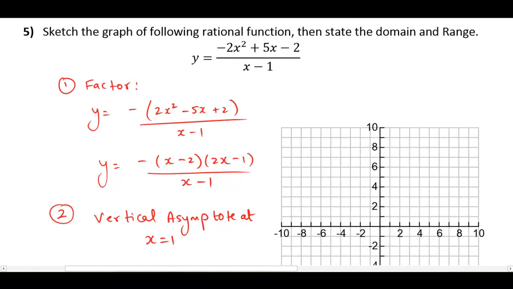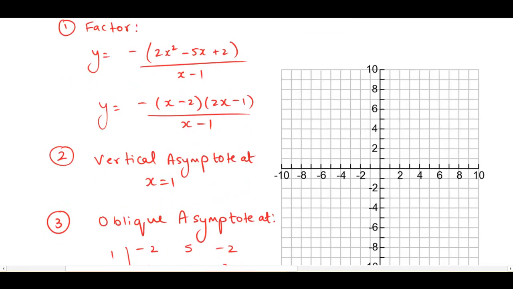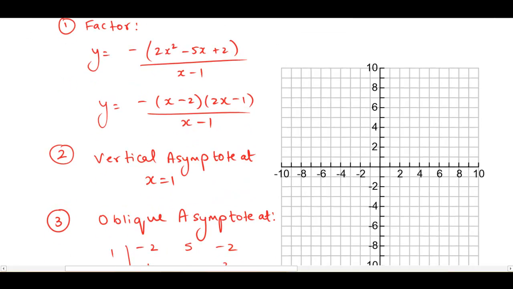So let's take a look at this problem here. Our first step is always going to be to factor those polynomials. If I factor the top part, I will end up with this expression right here: negative of (x minus 2)(2x minus 1) over (x minus 1). What I'll realize from here is there's no common factor, so I don't have any holes again. I do have a vertical asymptote at x equals 1.